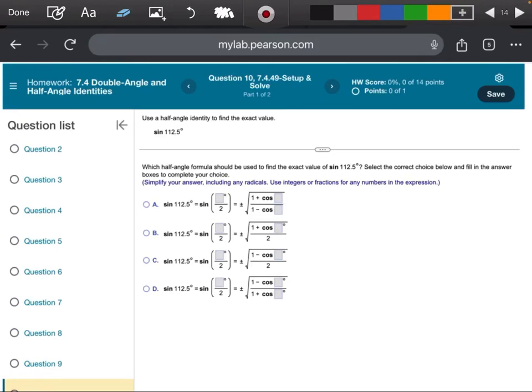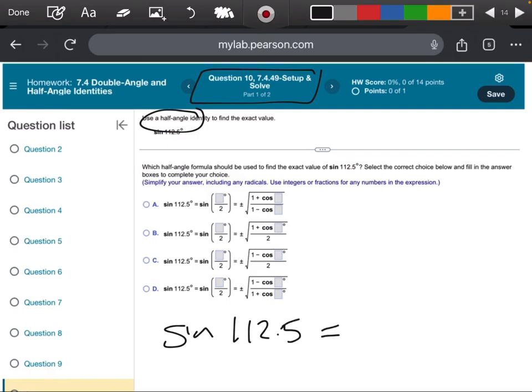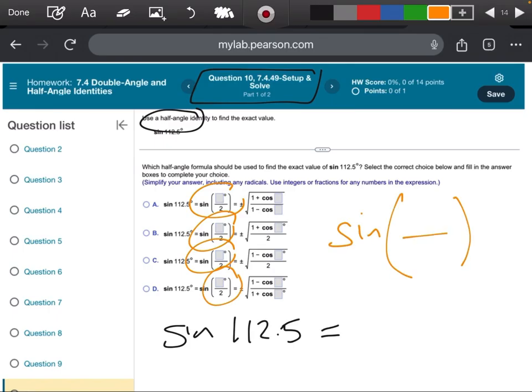This is number 10 out of 7.4, and the problem's asking us to use the half angle identity to find the exact value. So y'all, it's telling me to use a half angle identity, okay? So we have the sine of 112.5. And when I look at all of these here, y'all, they're all asking me to do the same thing. They're asking me to find what number do I need to divide by 2 to get 112.5.